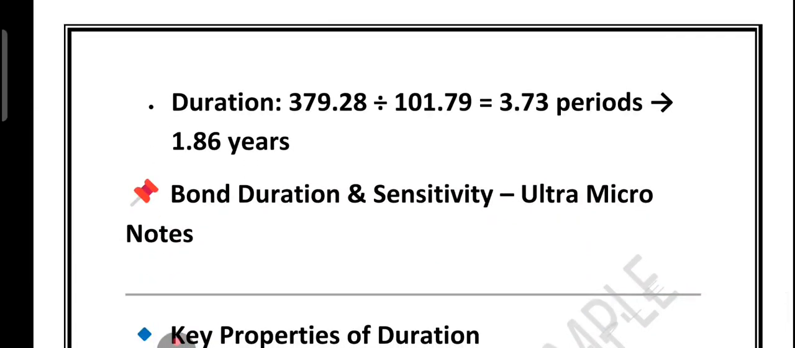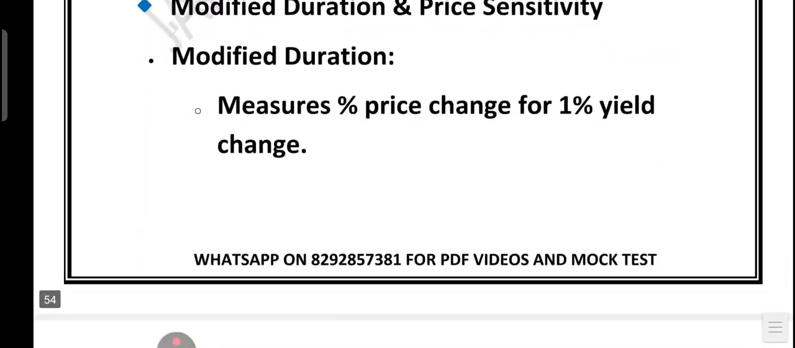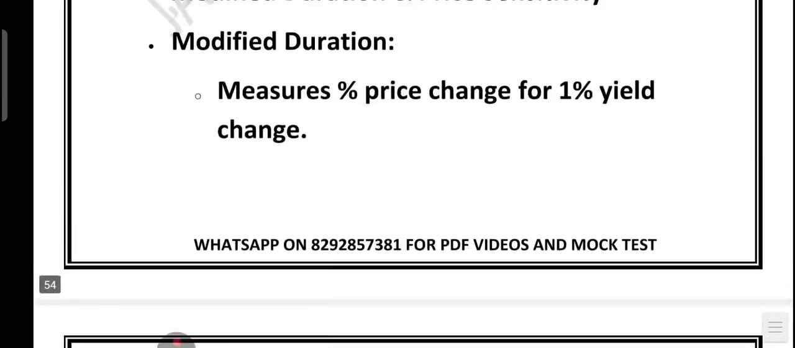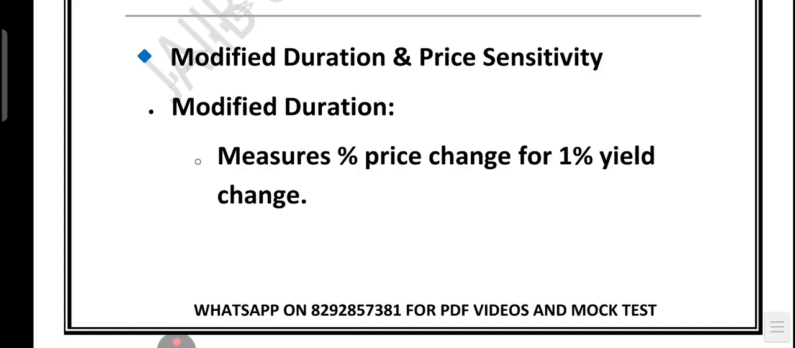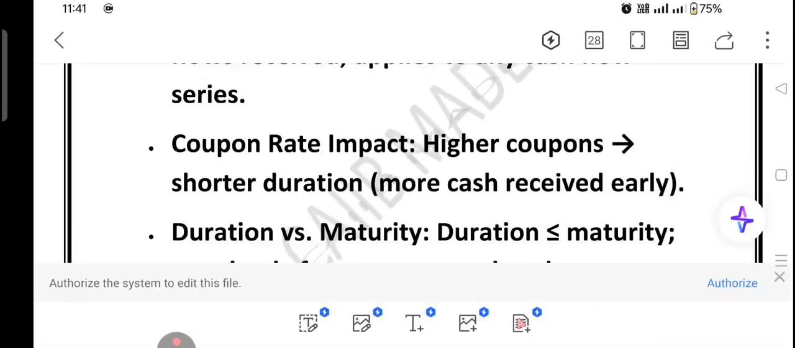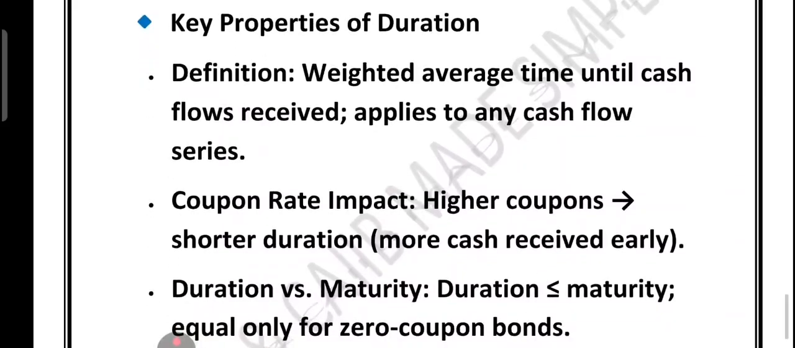In simple words, it tells you how sensitive a bond is to the interest rate change and how long it takes to recover your investment in today's terms. So that is all about bond. And modified duration, if we talk about, it measures the percentage price change for 1% yield change. So see, till now we are talking about the Macaulay duration, right?